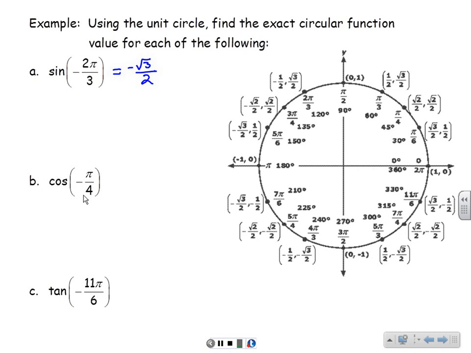Alright, cosine of negative pi over 4. Again, that's negative rotation. Pi over 4 is a 45-degree reference angle, and here's your first negative 1 pi over 4. Cosine is your x-coordinate, so we're going to have radical 2 over 2.